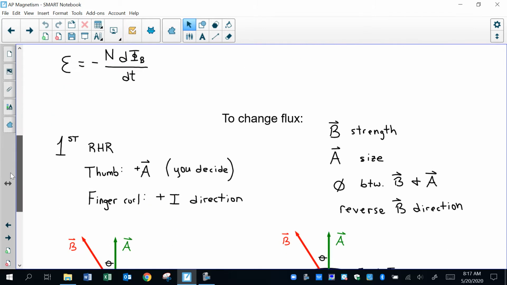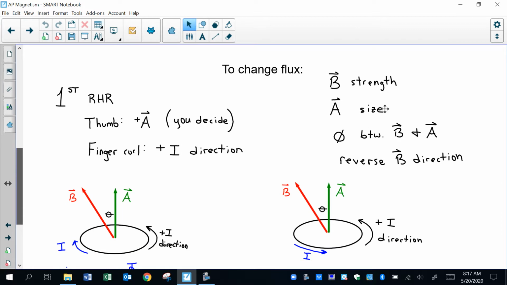So if we scroll down, to change the flux, what can you do? Well, you can change the strength of your field, you can change the size of your area, or you can change the angle between them. So that would be our method for changing the flux, which is how many magnetic field arrows are going through a particular area. Now, if we reverse the magnetic field direction, what you're technically doing is changing the angle, but that is also a possibility. How is it that you could change the direction of your magnetic field?